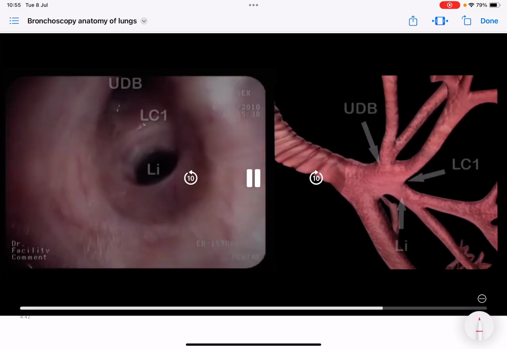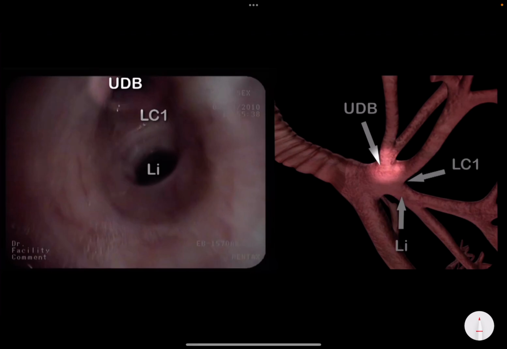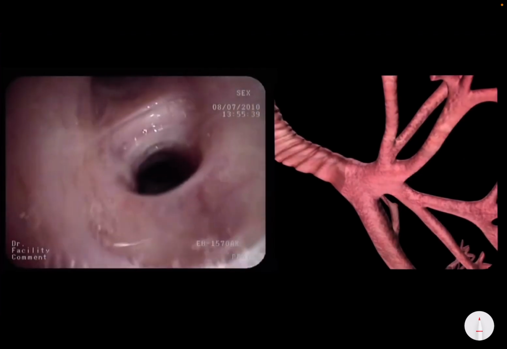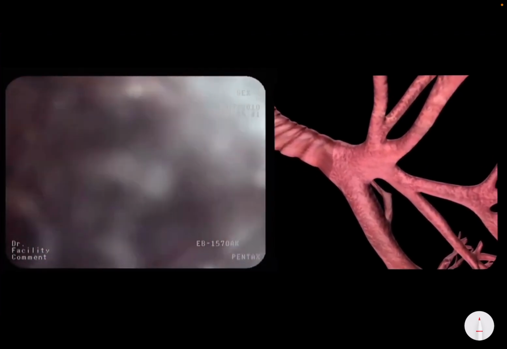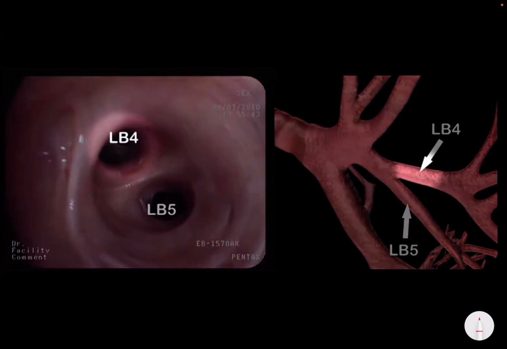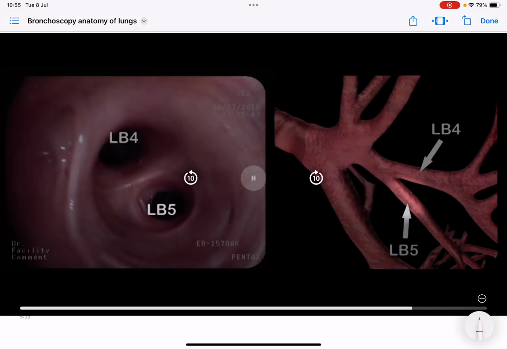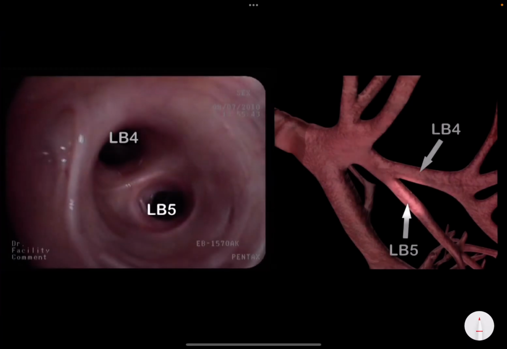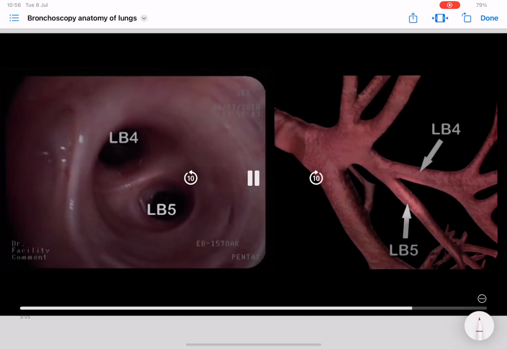See, this is the upper lobe bronchus. We have an upper proper division, which is separated by the LC1. This is the lingular division. First we enter inside the lingular division. Lingular has two parts, LB4 and LB5. LB4 is superior lingular, LB5 is inferior lingular. It is just near the heart. Okay, so how to remember this? We enter inside the lingular because this bronchus looks pulsatile. So we confirm that this is the lingular segment.